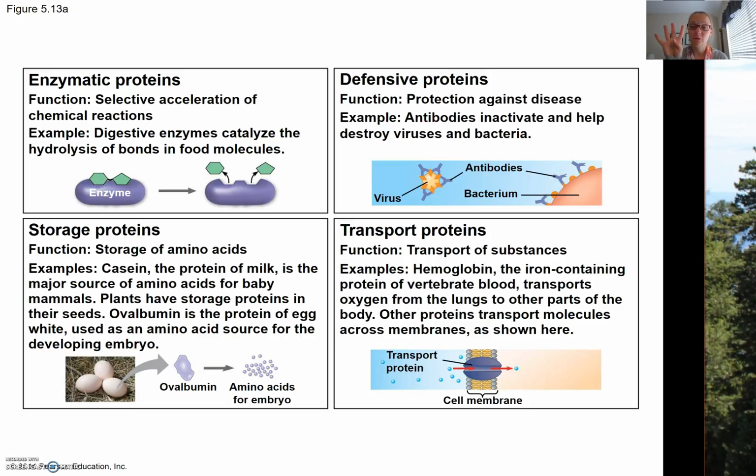Okay, function number 4. We have transport proteins. We're going to talk quite a bit about these when we get to chapter 7 and we discuss membrane function and membrane transport.